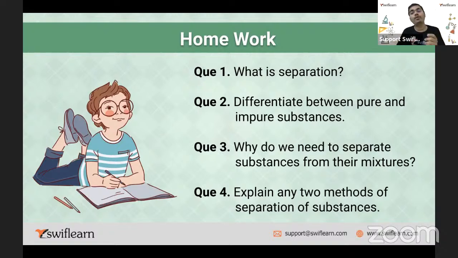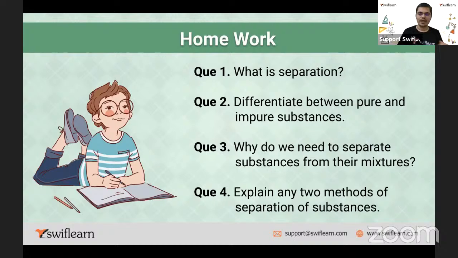And third question: why do we need to separate substances from their mixture? The purposes, or the need of separation. Remember, 3 needs, right? So you have to remember that and write it. Very good. And the fourth question: explain any 2 methods of separation of substances. How many methods did we discuss, by the way? Very good. 4 methods we discussed, but you have to explain any 2, your favorite ones, right? So you can do that.